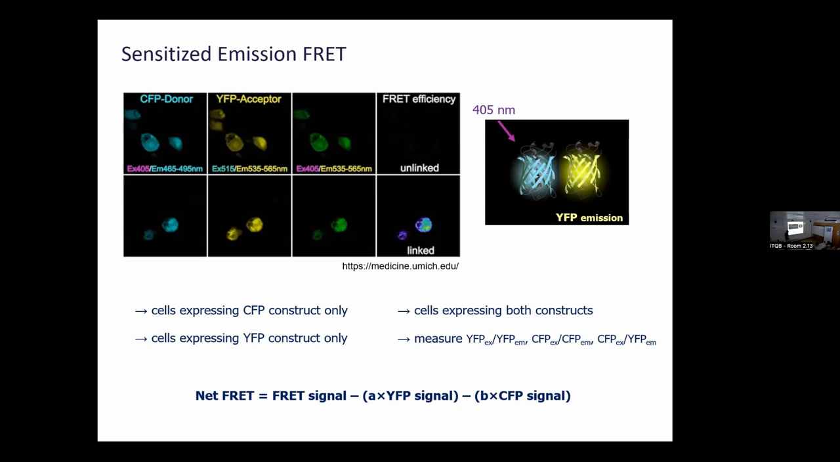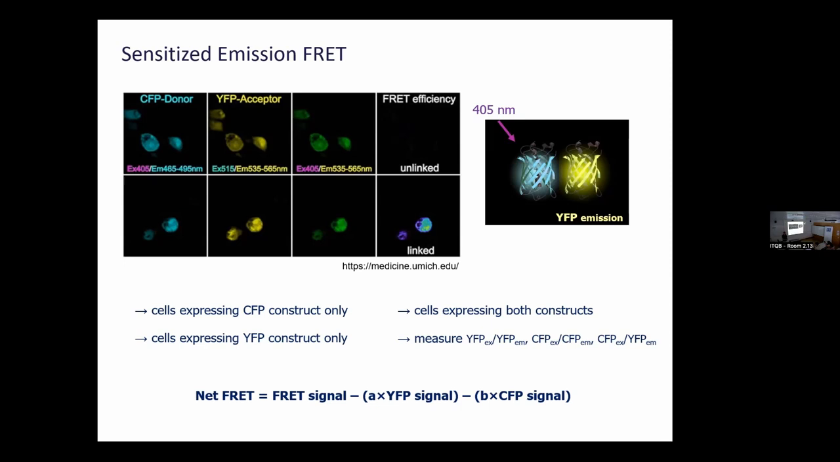And your real FRAP signal will come from the subtraction of the FRAP signal that you are imaging of the direct acceptor excitation and the donor bleed through. So you can do this. This can be done. But unless you have a very strong FRAP signal, this correction, this normalization will lead to noisy data. So this is the direct way to do FRAP, but it's not a very easy way to do FRAP.